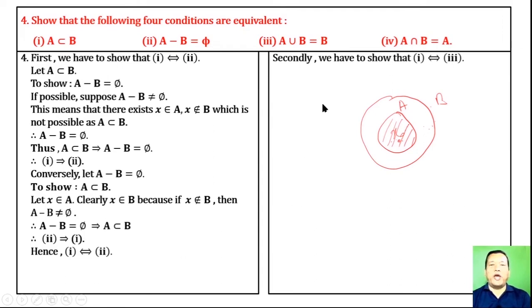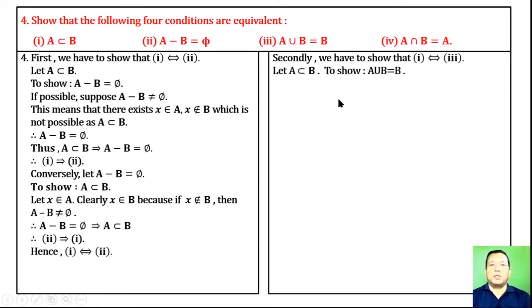Next, secondly, we have to show that Roman number 1 implies Roman number 3. So that Roman number 1 if and only if Roman number 3. Let Roman number 1, that is A subset of B, be given. To show that A union B is B, we have to show that these two sets are equal.